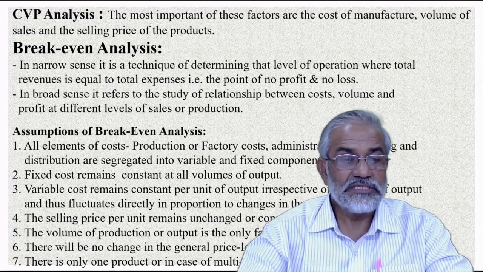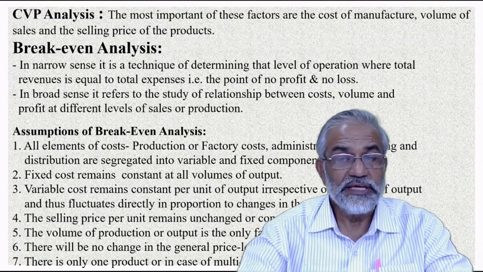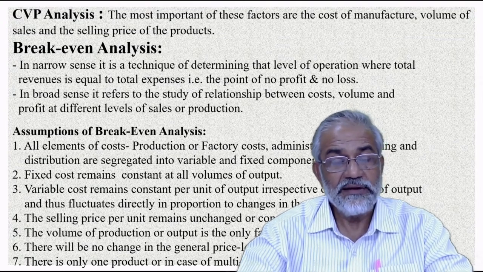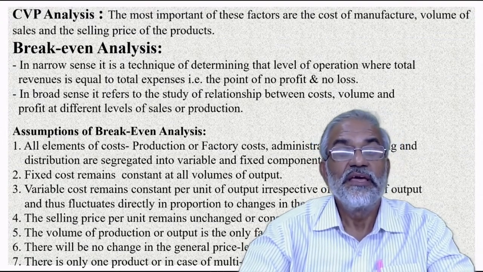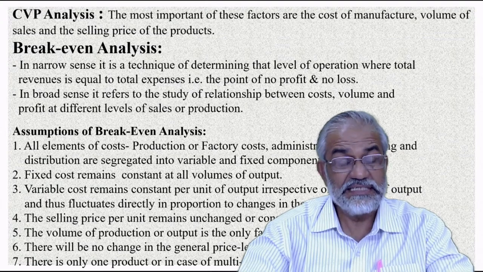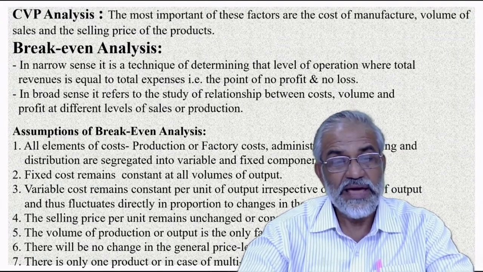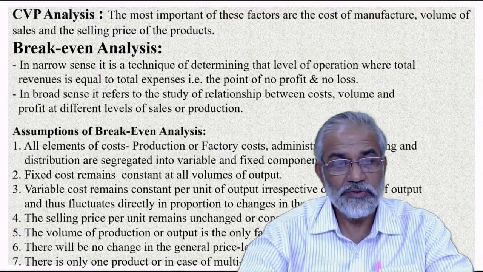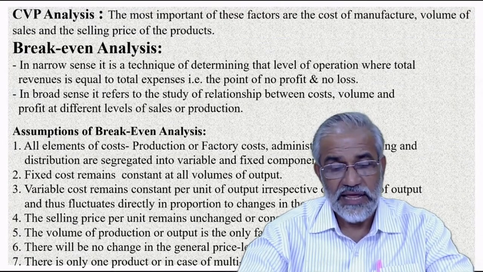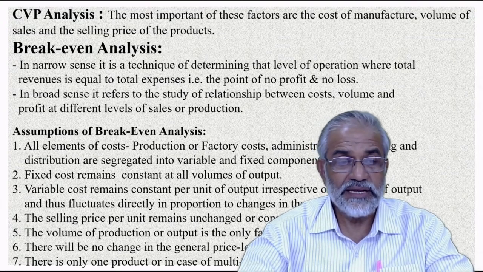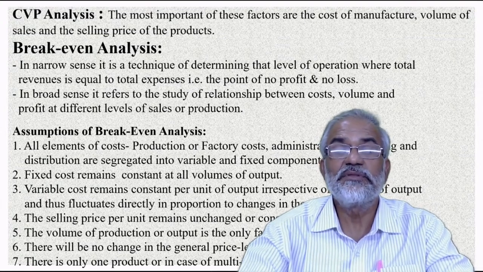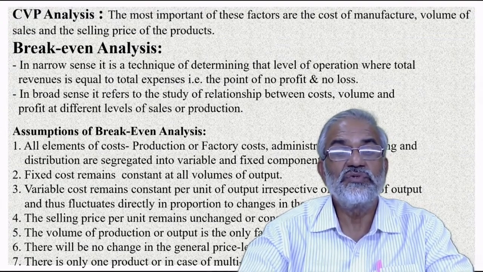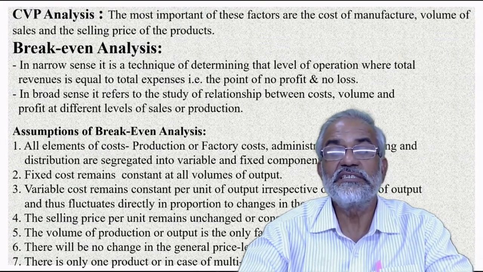Third, variable costs remain constant per unit of output irrespective of the level of output, and thus fluctuate directly in proportion to changes in the volume of output. Since it is the very characteristic of variable cost, it varies directly and proportionately with the volume of production. So that is the third assumption under break-even analysis: variable costs remain constant per unit of output irrespective of the level of output, and thus fluctuate directly in proportion to the changes in the volume of output.